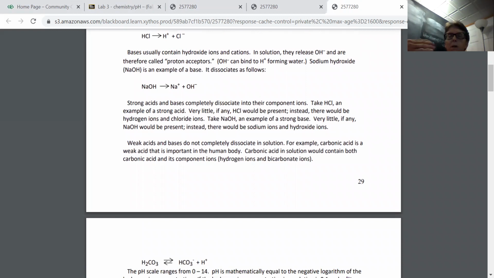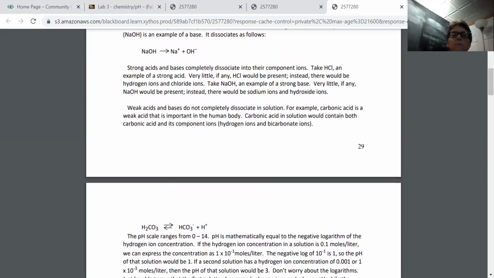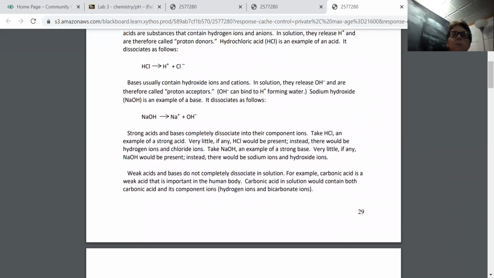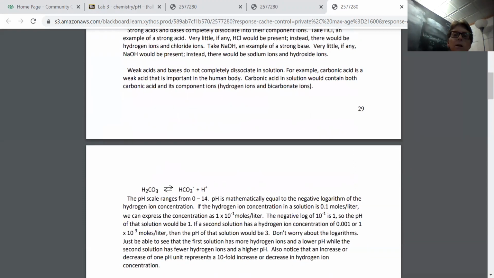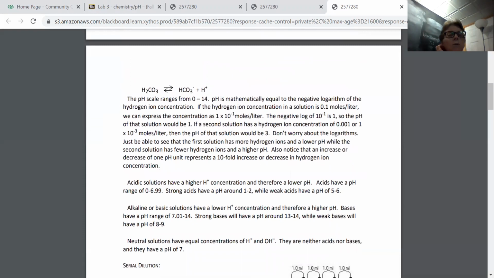Strong acids and bases will completely dissociate into their component ions. For example, hydrochloric acid, HCl, will completely dissociate into hydrogen ions and chloride ions. Sodium hydroxide, a strong base, would dissociate into sodium ions and hydroxide ions. Weak acids and bases don't completely dissociate. The example he uses in here is carbonic acid, H2CO3. That dissociates into carbonate ions and hydrogen ions, and that is actually very important when we're talking about buffering blood pH. I'm sure you'll talk about that in lecture, but we don't need to get into too much of that right now.